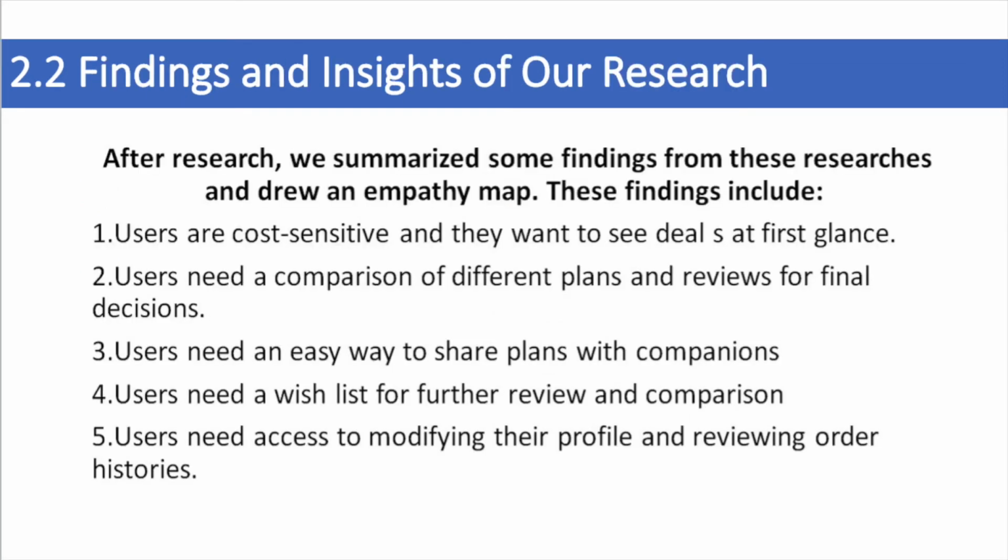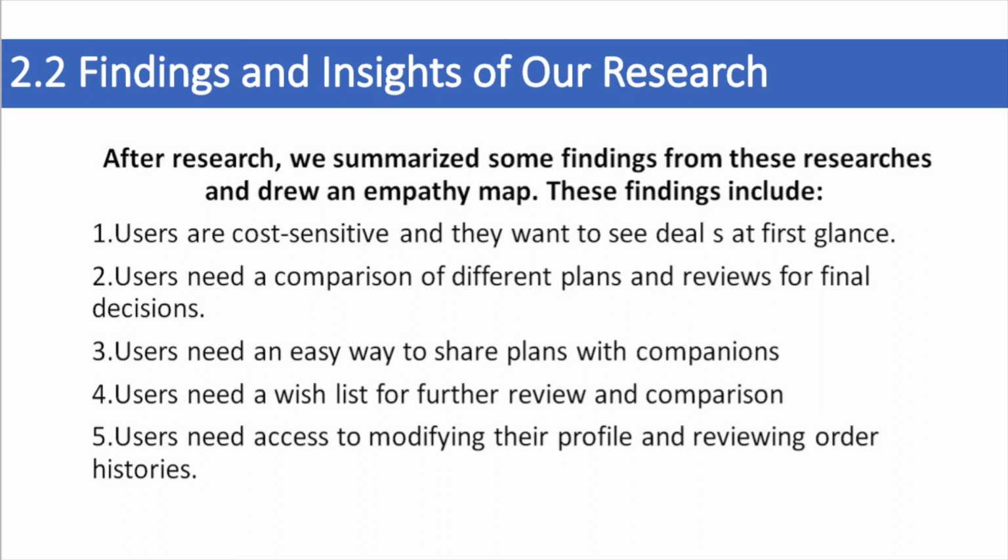After the research, we summarized some findings and drew up an empathy map. These findings include users are cost sensitive and they want to see deals at first glance. Users need a comparison of different plans and reviews for final decisions. Users need an easy way to share plans with companions. Users need a wish list for further review and comparison. Users need access to modifying their profile and reviewing their histories.